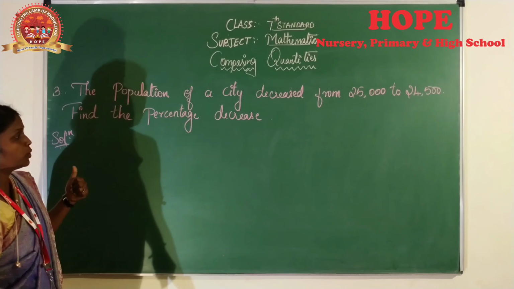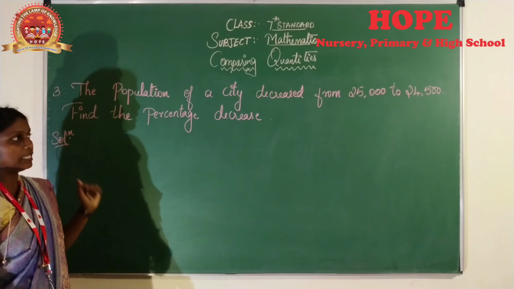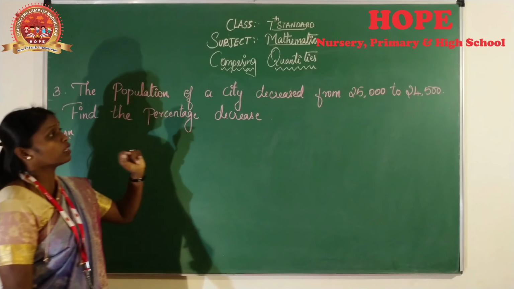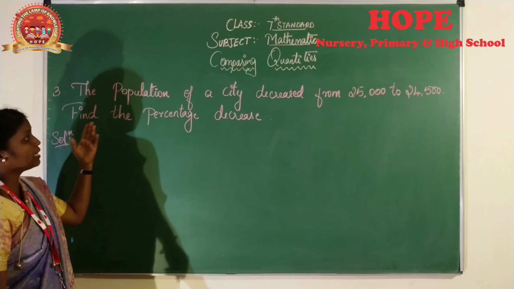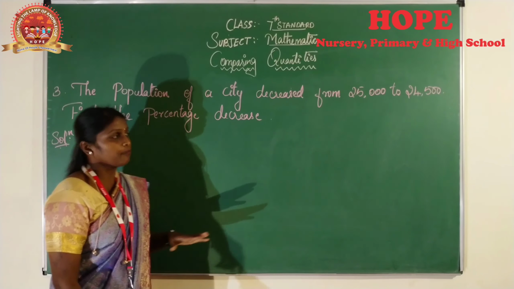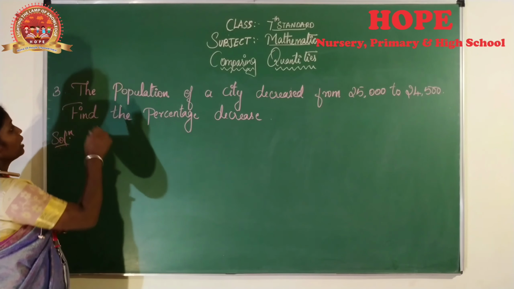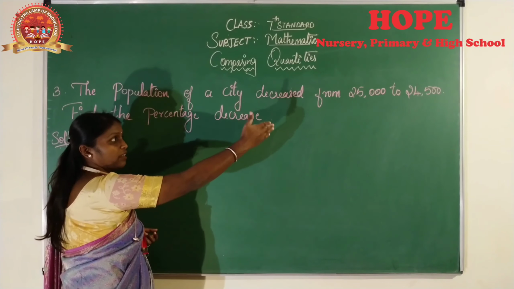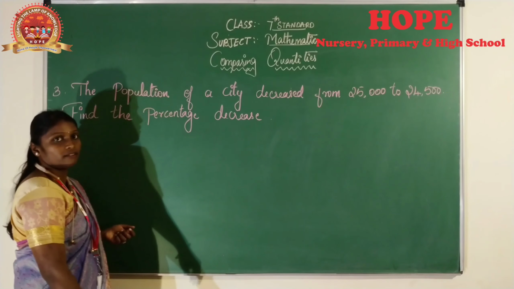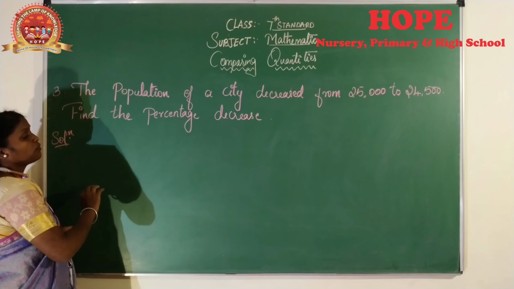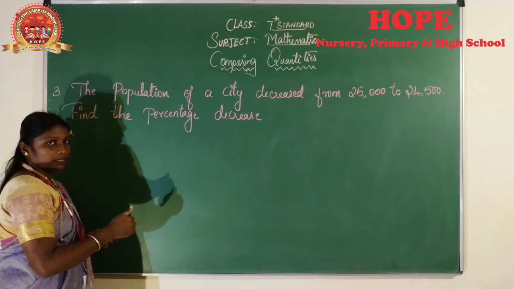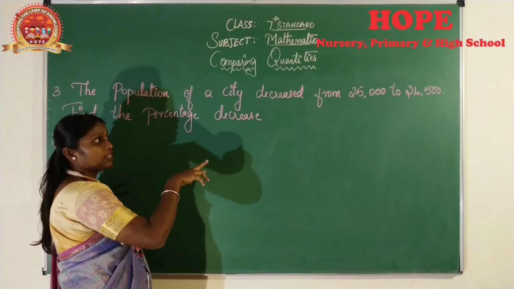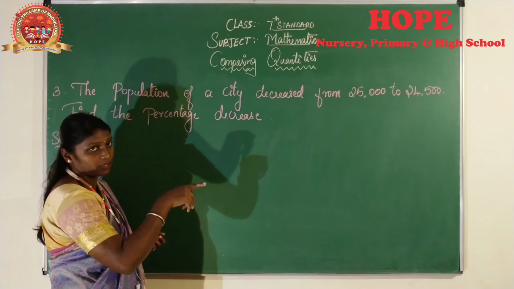The third question given to us is: the population of a city decreased from 25,000 to 24,500. Find the percentage decrease. They have given us directly that in a city the population has decreased from 25,000 to 24,500. So what we have to find out is the decreased percentage. Before that, we have to find out the difference between 25,000 and 24,500.